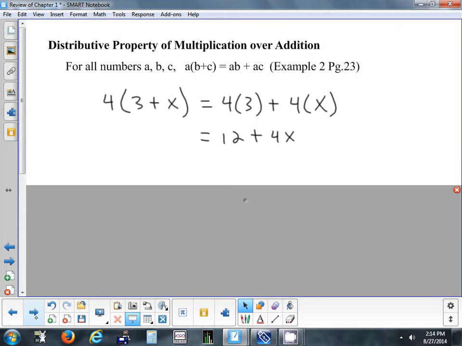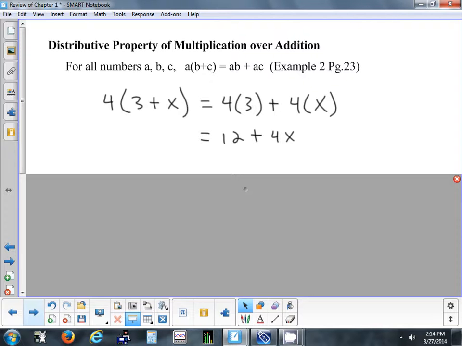Okay, this is another property that's really important. This one's going to come up all year long. Distributive property is when you've got a number on the outside of parentheses, and then inside you have addition, or you could have subtraction. That's the only way distributive property works. Number on the outside of parentheses, and inside you're either adding up a couple things or subtracting them.